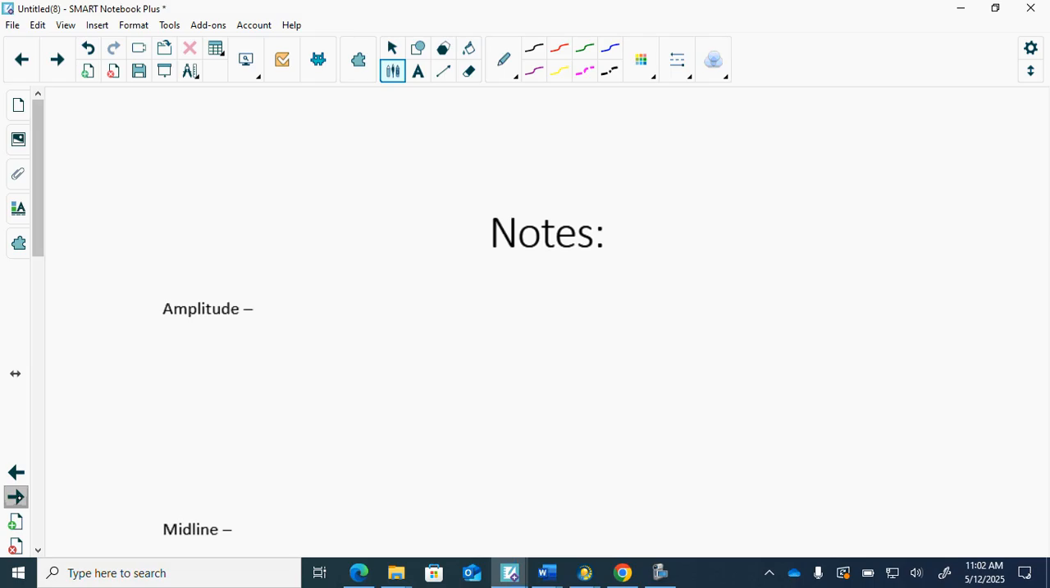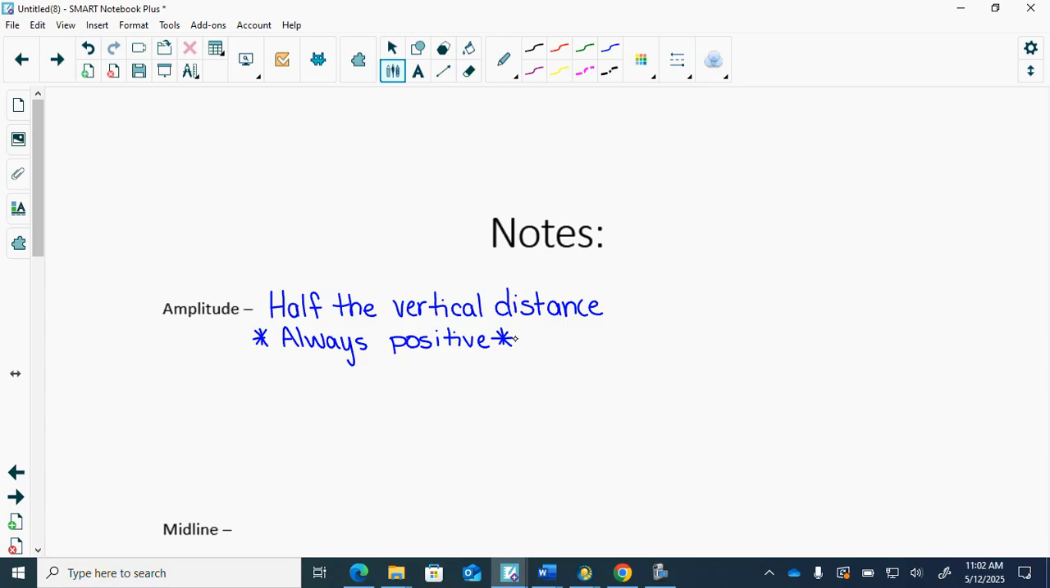The definition of the amplitude is half the vertical distance. The other thing about amplitude is it is always positive. So if they ever give you an answer on the diploma about the amplitude and it's negative, you can just cross that answer out. The amplitude is always positive. It is a distance.